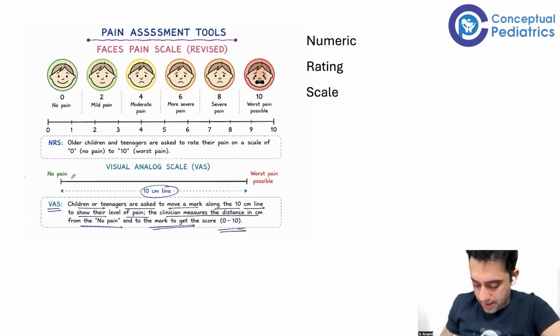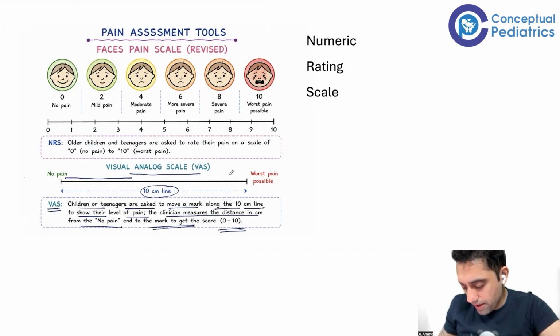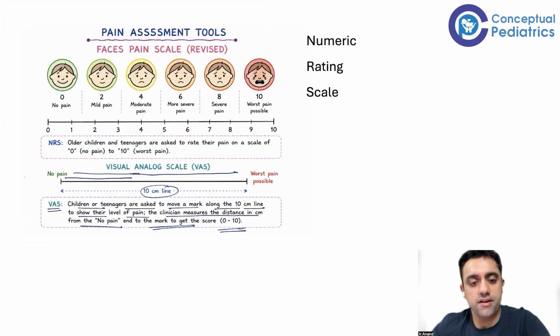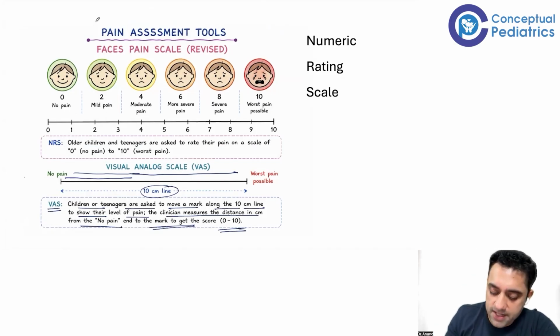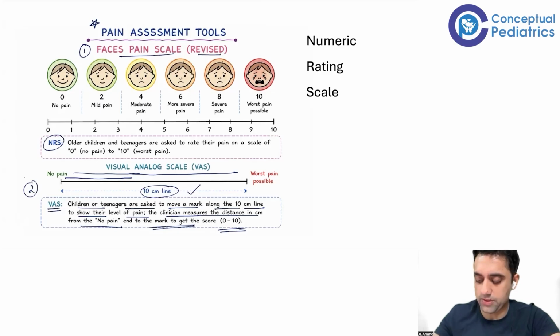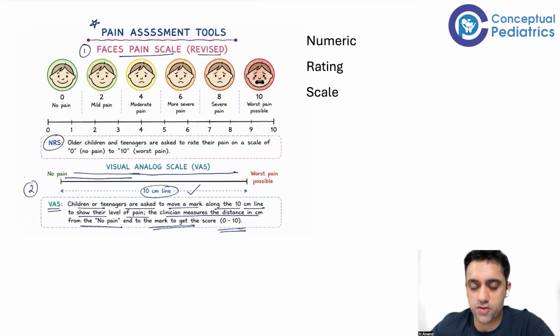So this is a 10 centimeter line. How much you mark depends on the severity of your pain. I'll say again, very importantly for the exam, we have pain assessment scales, and it would be a dedicated MCQ. So we have the FACES pain scale, which is the revised FACES pain scale. The FACES pain scale is according to the numeric numbers 0, 2, 4, 6, 8. And then we have the visual analog scale, which is according to centimeters.